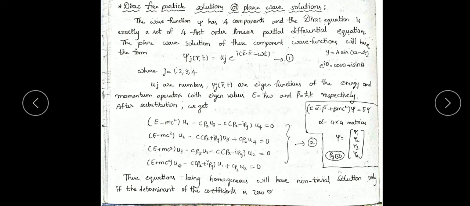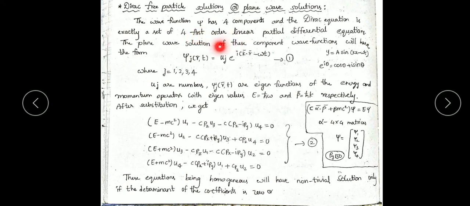Here is the thing. The wave function xi has four components, and the Dirac equation is exactly a set of four first order linear partial differential equations. So this wave function has four components, and then we would get four first order linear partial differential equations.